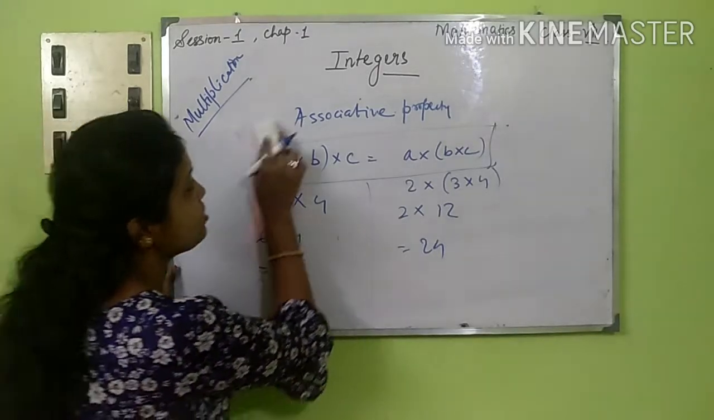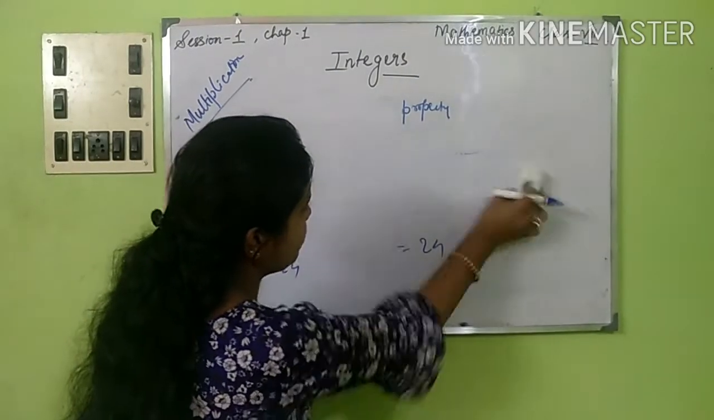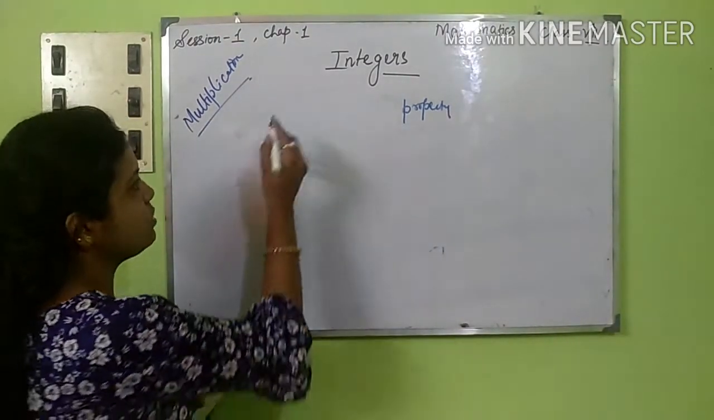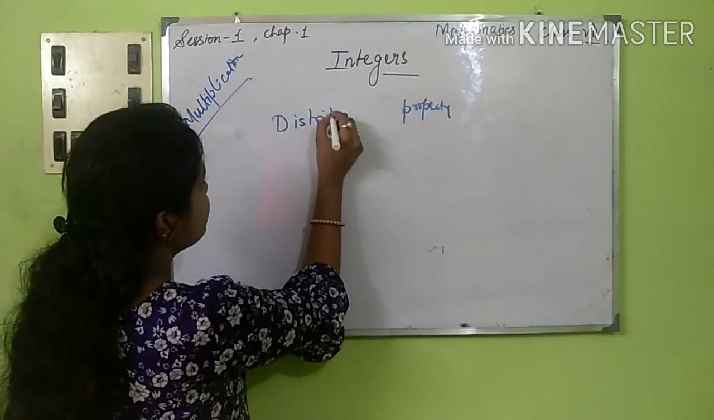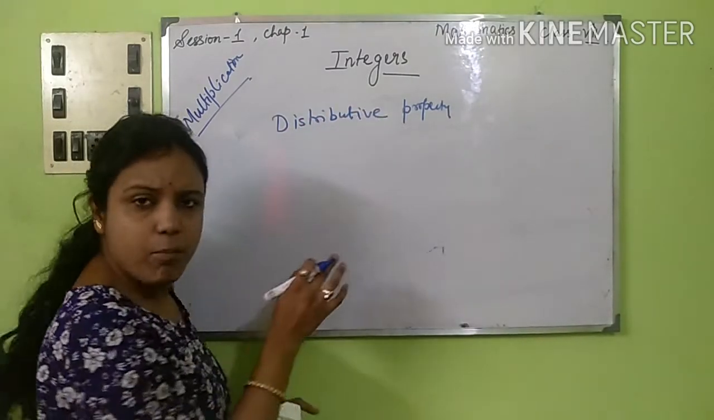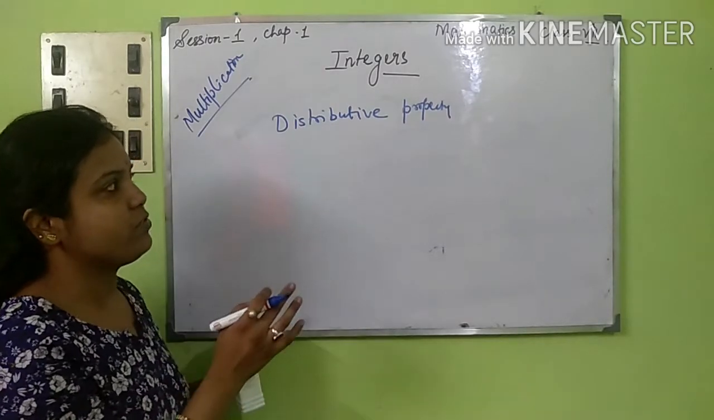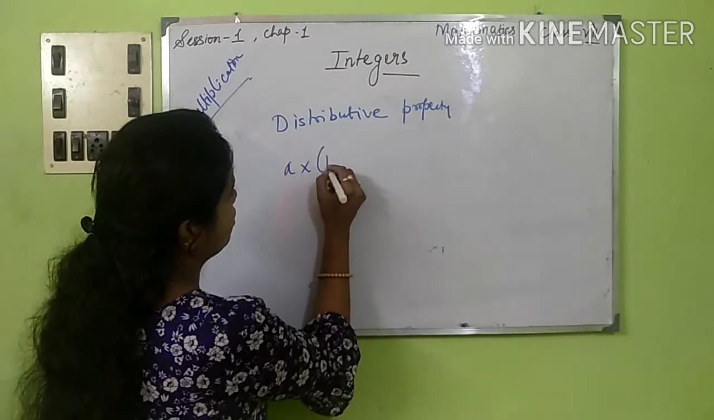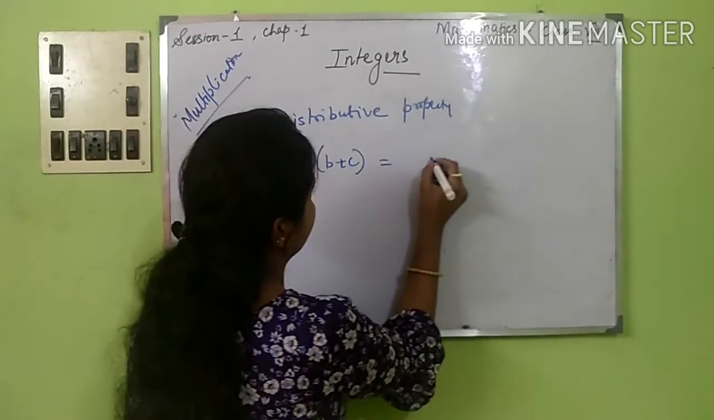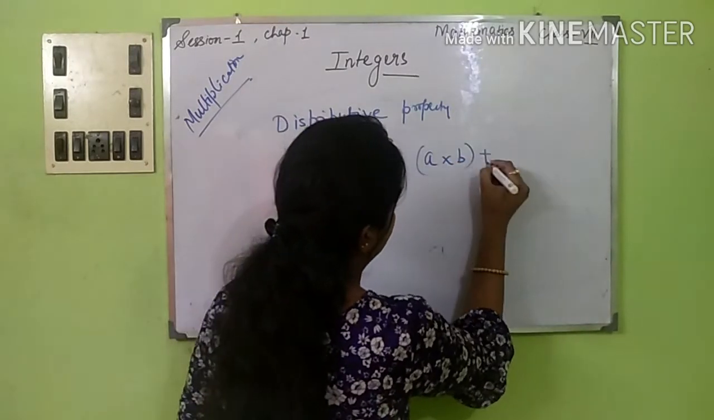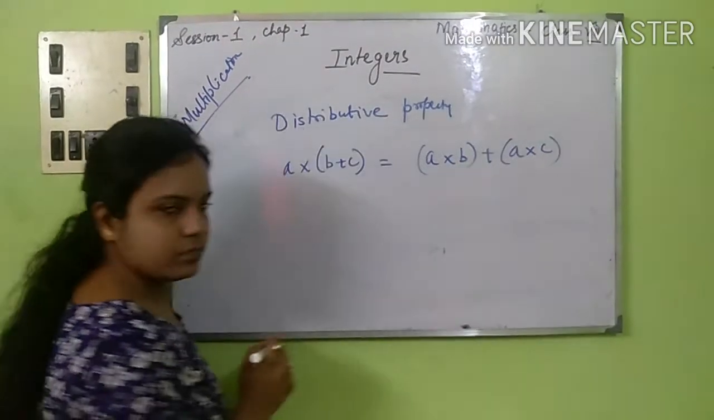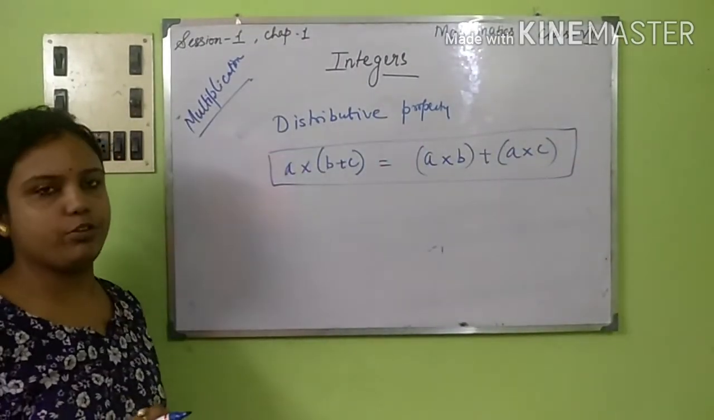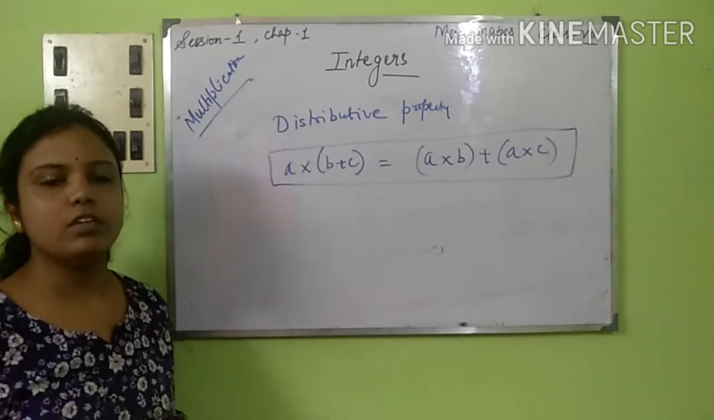Then coming to your distributive property. What is distributive property? There is a particular law of distributive property of multiplication over addition. It's very important, please children, please listen to this very carefully. Distributive property: a into b plus c will give you a into b plus a into c. This is the law of distributive property of multiplication over addition.